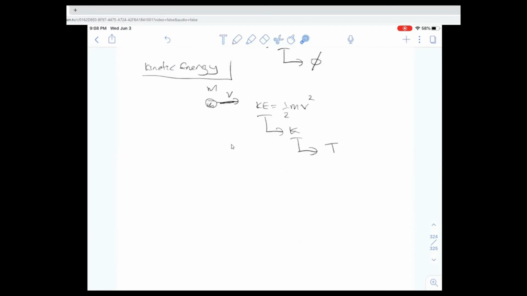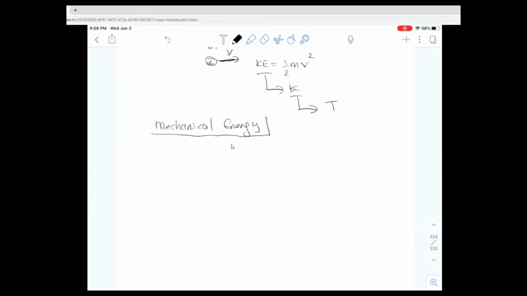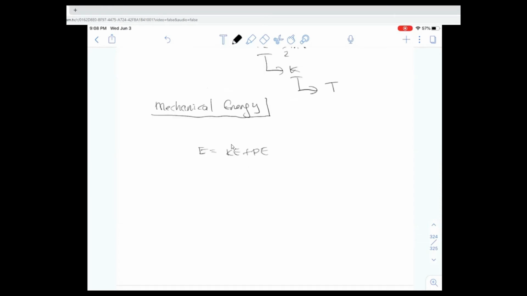And then the next concept is the mechanical energy. So what is mechanical energy? Mechanical energy is a combination of kinetic and potential energies. It's the sum of kinetic and potential energies. That's the same as total energy in this case. Mechanical energy is the combination of kinetic and potential energies.